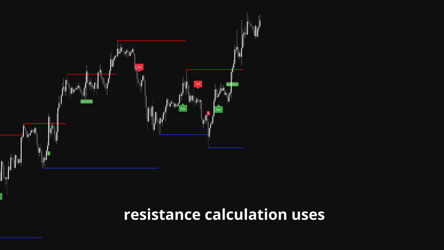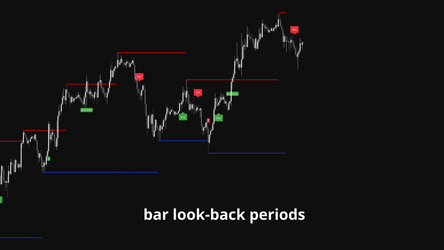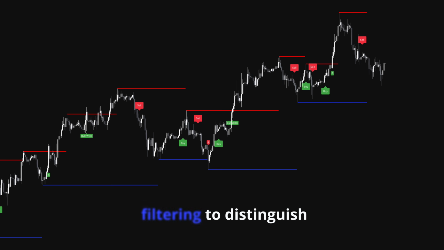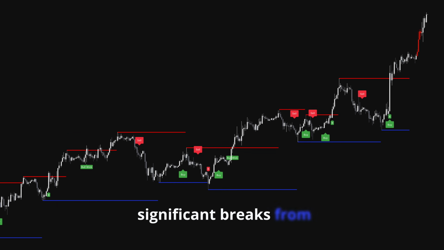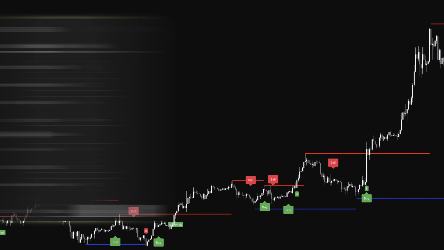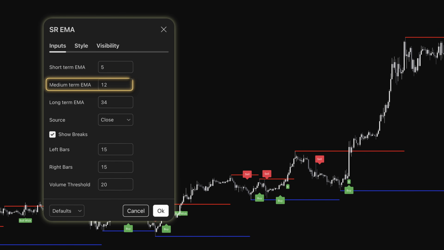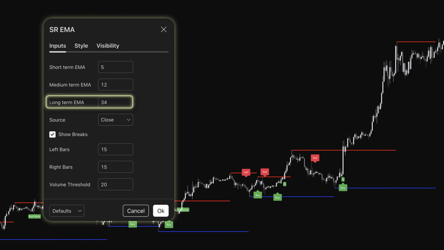The support and resistance calculation uses left and right bar look-back periods to find pivot highs and lows, with volume threshold filtering to distinguish significant breaks from weak violations. The EMA system uses 3 periods, short-term at 5, medium-term at 12, and long-term at 34.